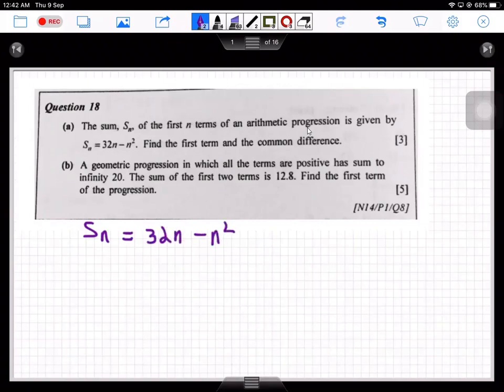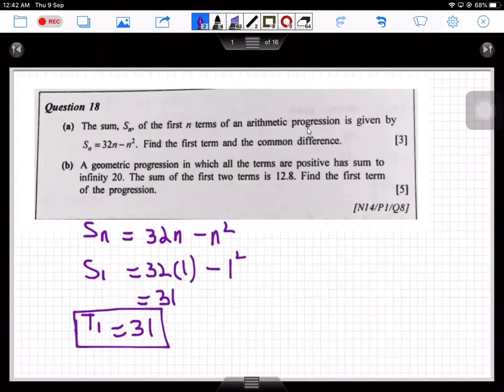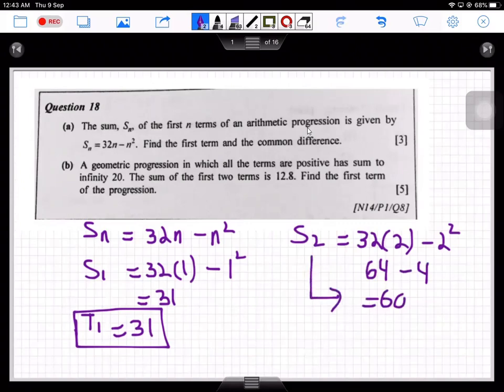First of all, if I want to find the sum of the first one term, the sum of the first one term actually means the first term of the arithmetic progression itself, because it makes sense. So 32 times 1 and then take away 1 squared, this is 31. Therefore I can say that the first term is 31. Now if I put n equals 2, I'm trying to find the sum of the first two terms, right? So 32 times 2 minus 2 squared, this is basically 64 minus 4, which is equal to 60. The sum of the first two terms is 60.